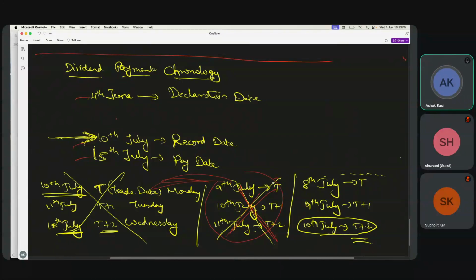So this 9th July has to be informed to you. Ready-made information has to be given to you. That information is provided by the stock exchange. They will say that this is the X date, also called the ex-dividend date. Ex-dividend means that from this date onwards, you are not eligible for dividend, 9th July. So what do we mean by X date?